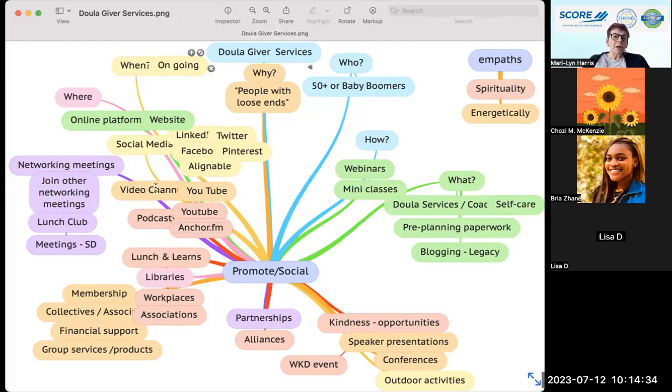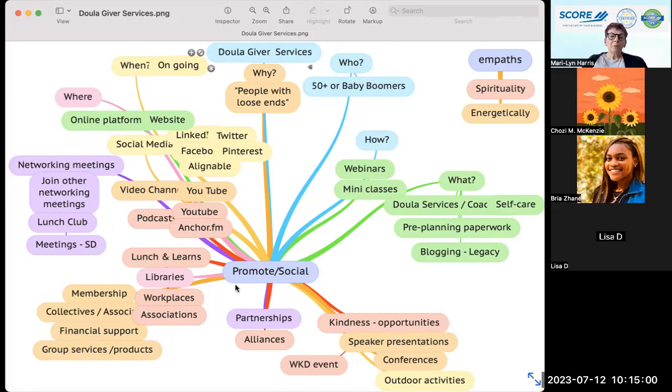And then you might do some lunch and learns. You might find them at the libraries, workplaces, different associations. And then you might offer memberships or different things or group services or products. So it all depends on what's going to fit for you in your business.